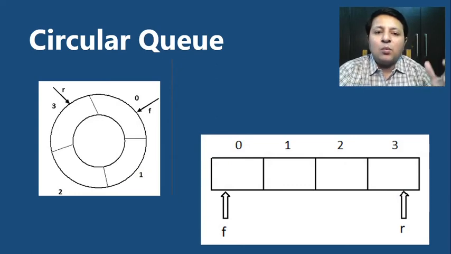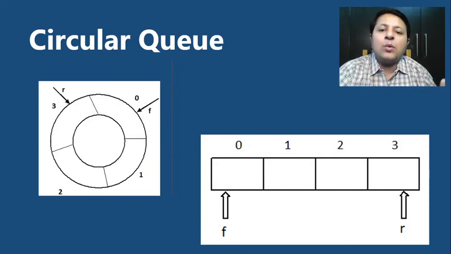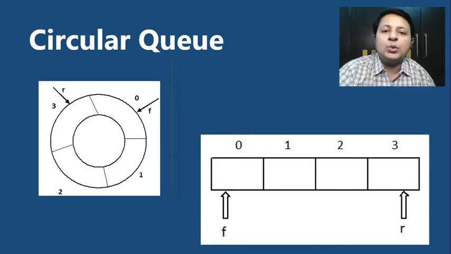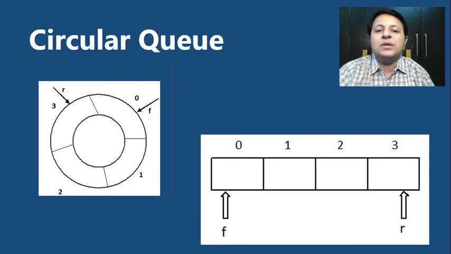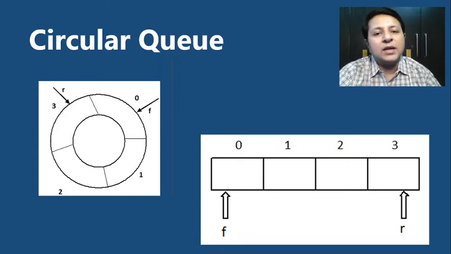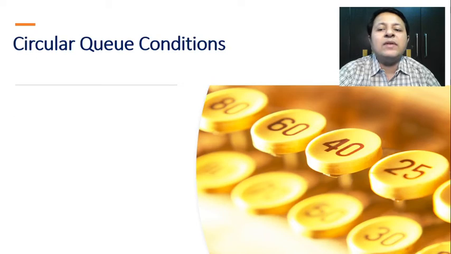So what we want is after 0, we should have 1, after 1, 2, after 2, 3, and after 3, or maybe in general after max minus 1, I should be going back to 0. So logically, we have to create this particular illusion. Fine, so I hope you understood the concept. Let's move on to the conditions. So let's see how can we get the circular queue conditions.